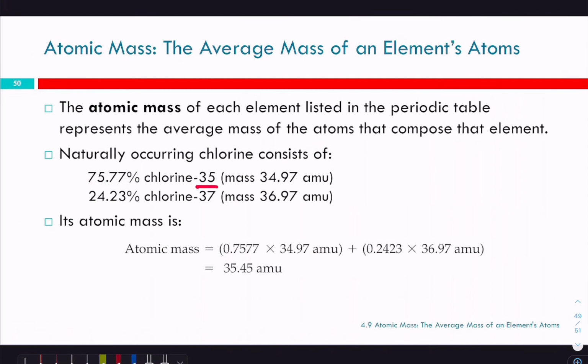So 75.77% is chlorine-35. So we took 0.7577 times the mass of 34.97. And then you add that to the proportion, 0.2423, times the mass of chlorine-37, which is 36.97. And then that can go on for however many isotopes there are.